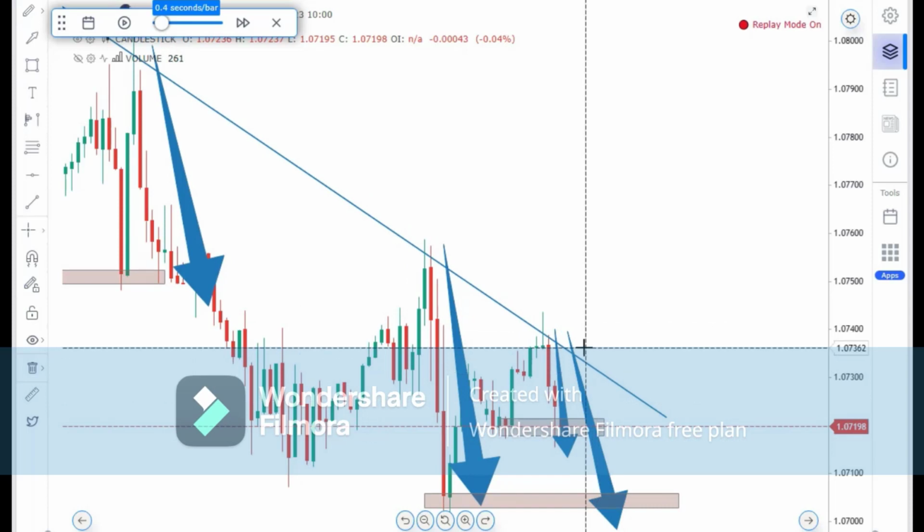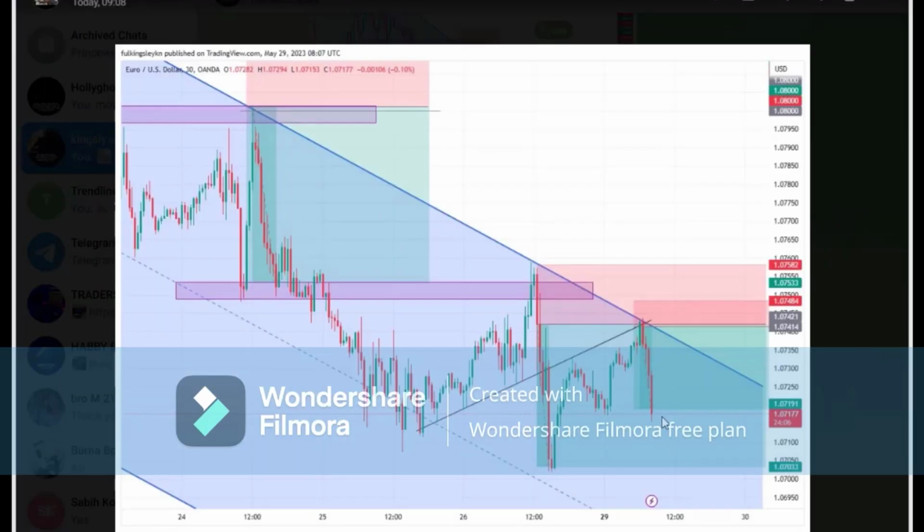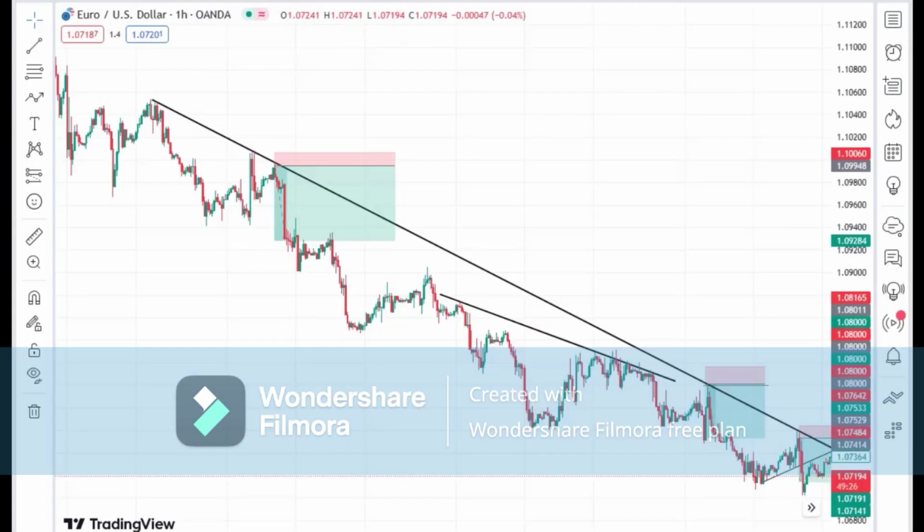So what we are doing now is we have already locked our profits. All right, so this is the trade that we took, and this is where price is currently at right now. We have the first target hit, and we have locked in our profits for the second target. So that's how simple it is to be able to trade based on this strategy, right?